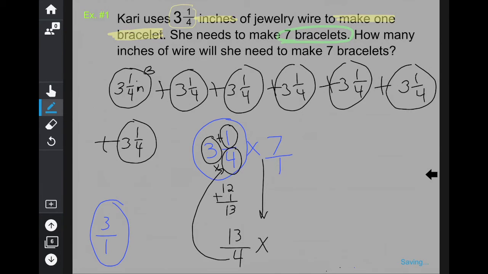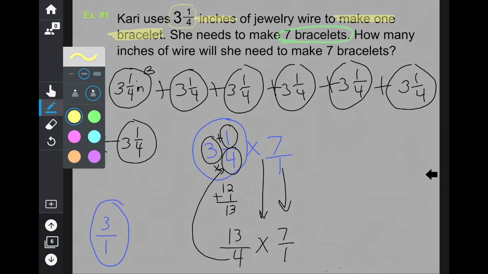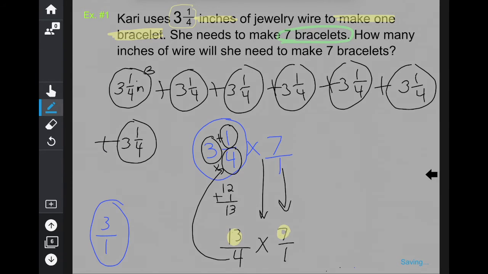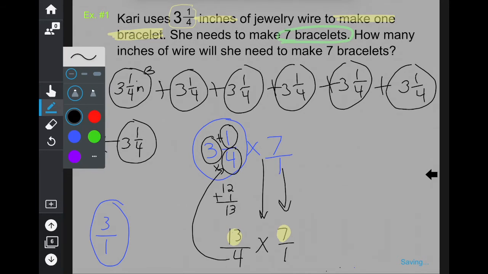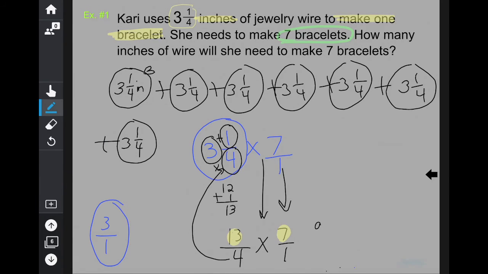I'm going to bring down my multiplication sign like I did here, and then I'm going to bring down my 7 over 1. So now I have a rewritten problem. Same problem, but just rewritten differently. Now, my second step in multiplying fractions is to multiply the numerators. I'm going to highlight the numerators so you can see which numbers I'm using. I'm using 13 and 7, and I have to multiply these two numbers. 13 times 7 gives me 91. If you need help, I'm going to show you right here how I multiplied these two. 13 times 7, 7 times 3 is 21, carry the 2. 7 times 1 is 7, plus 2 is 9. So that's how I got 91.